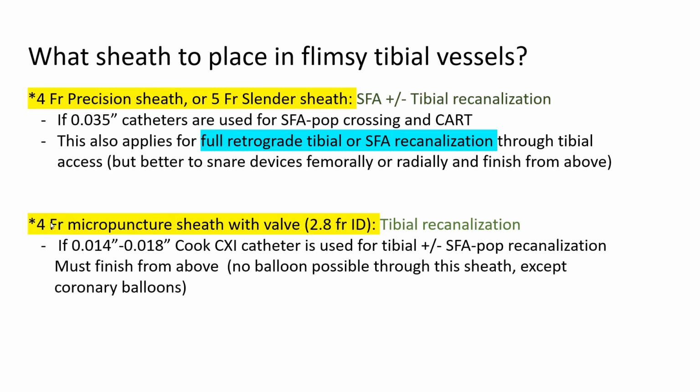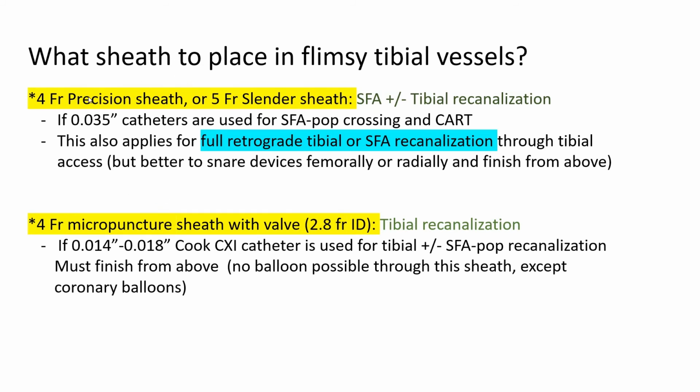We use the 4 French micropuncture sheath, which is actually equivalent to a 0.8 French inner diameter sheath. That's what we use. And through this, we advance the 0.14 or 0.18 inch Cook CXI catheter and wires to assist, to retrograde across the tibial and assist in the recanalization. Okay, so tibial, you only need a tiny sheath.